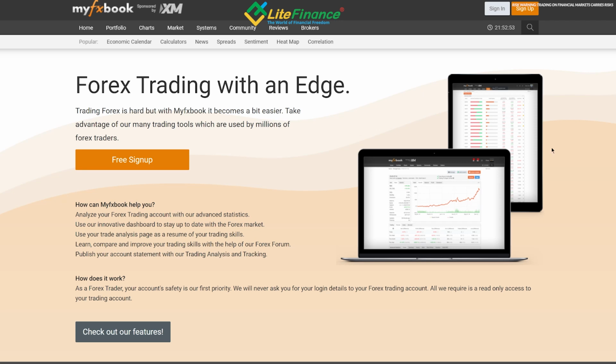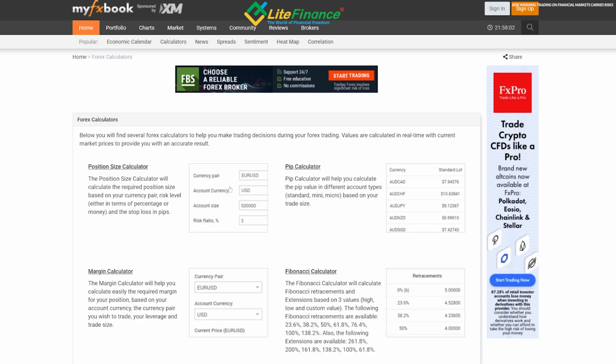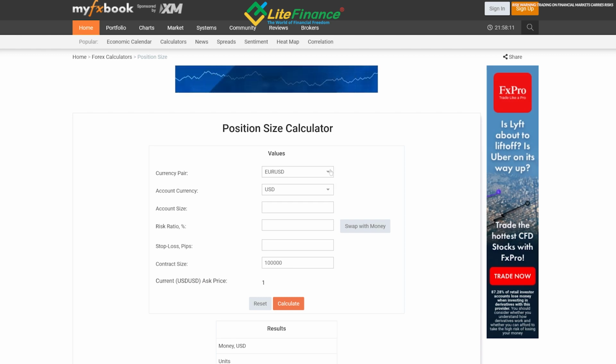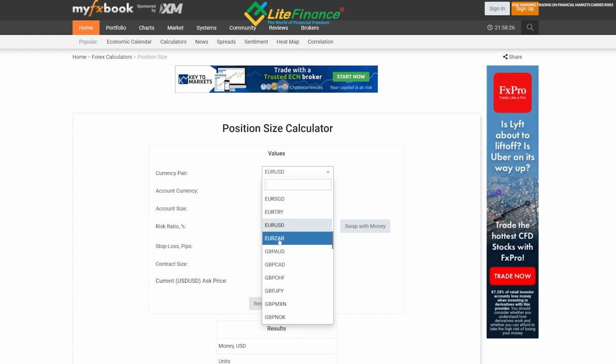Okay guys, so now let's jump to the website, and the first tool that we can use on Myfxbook is the economic calendar. And I think it's a typical tool. So now let's move on to the calculators, and one very good calculator that I think many of you would like to use is the position size calculator, and it calculates all the math for you. How to calculate it manually I showed in the previous video, but here you have the solution to the manual calculation. You choose the currency pair which you want to trade.